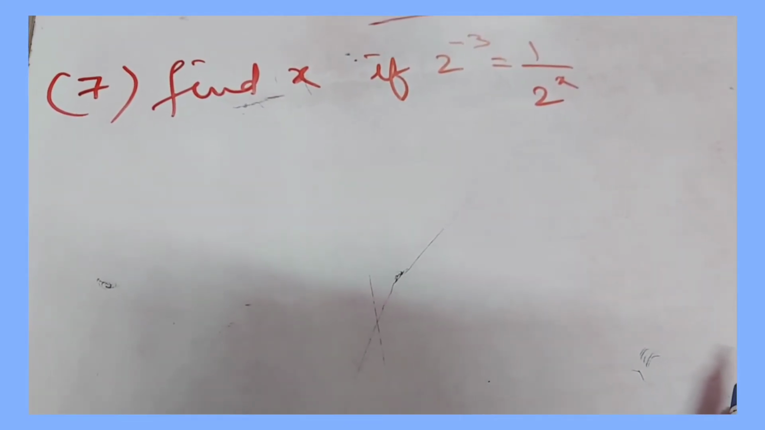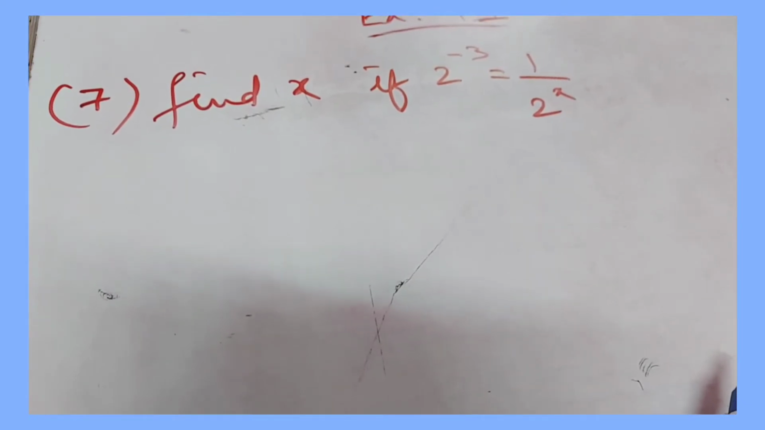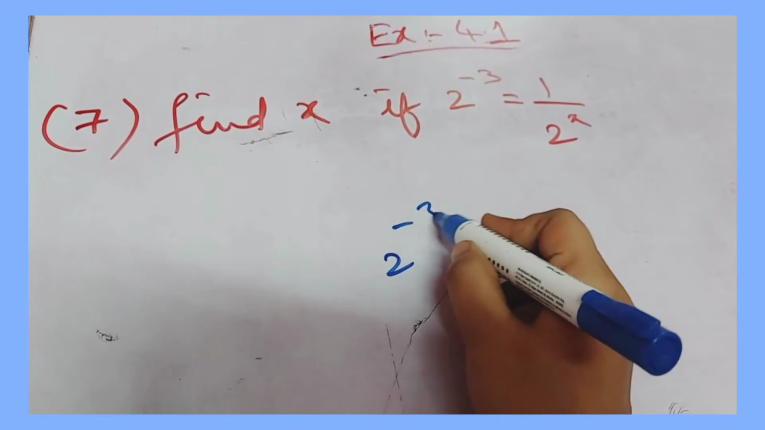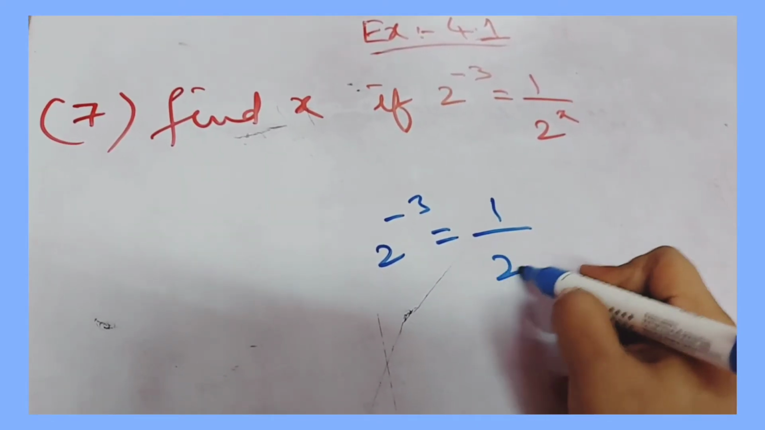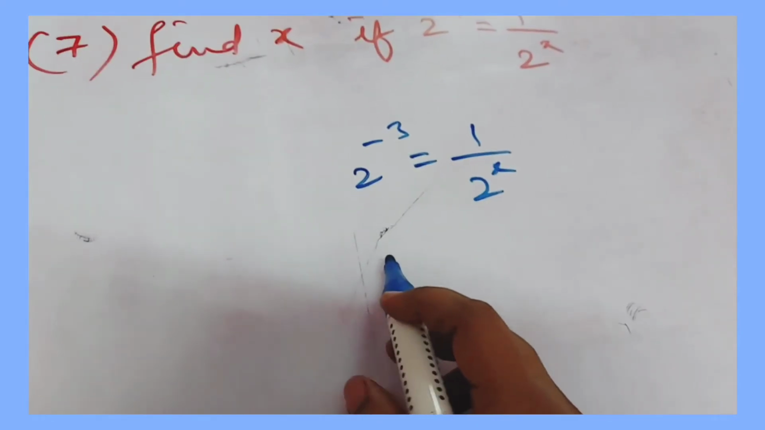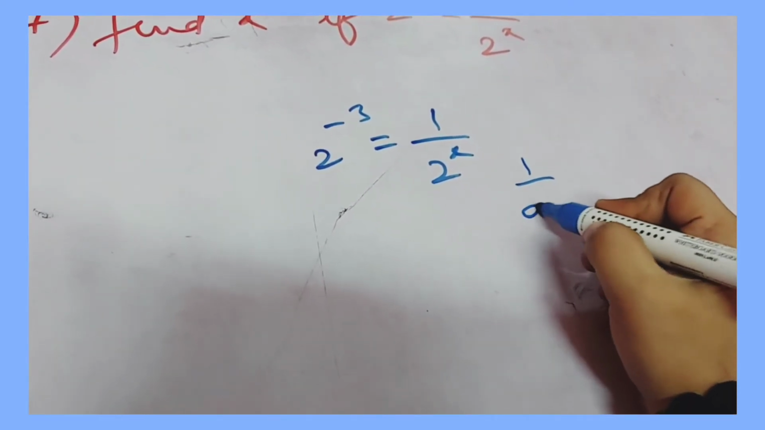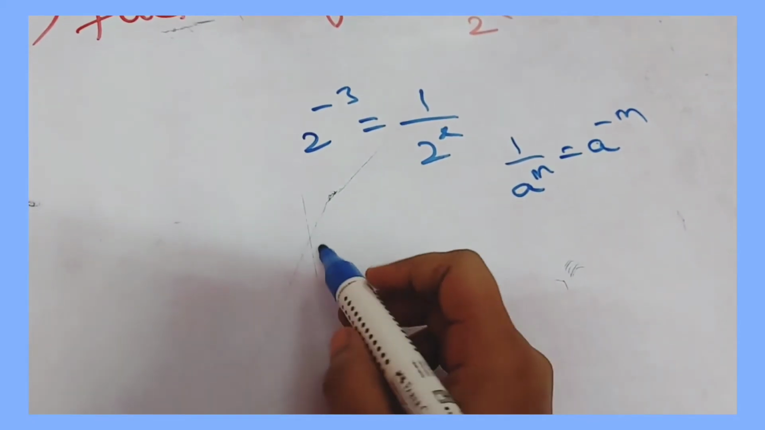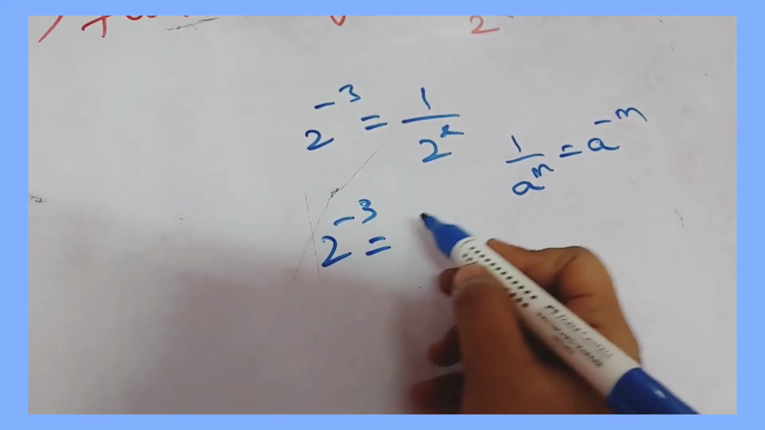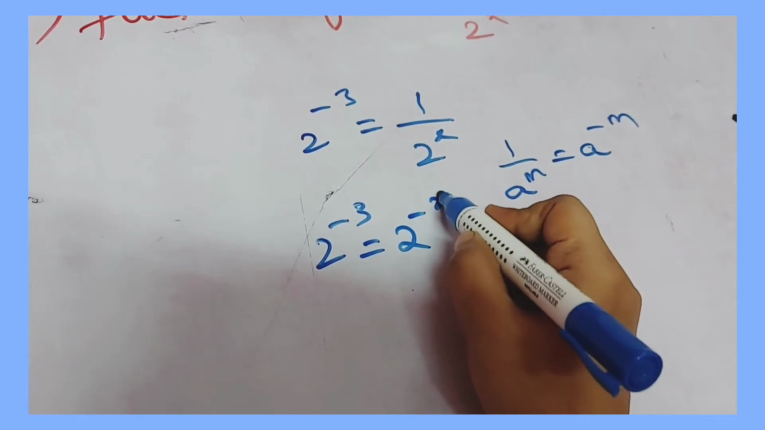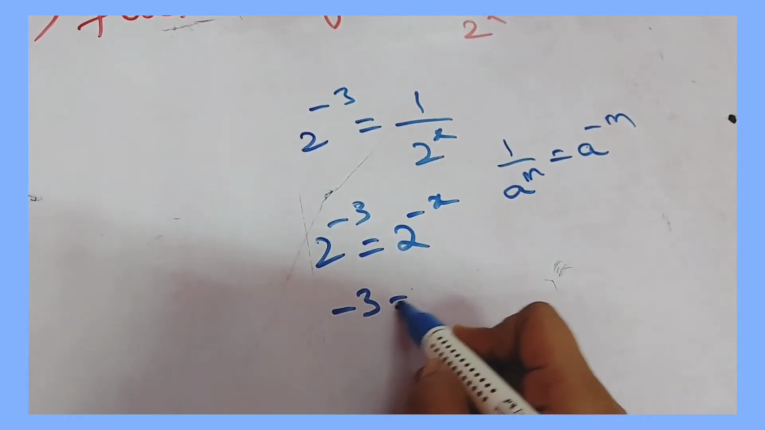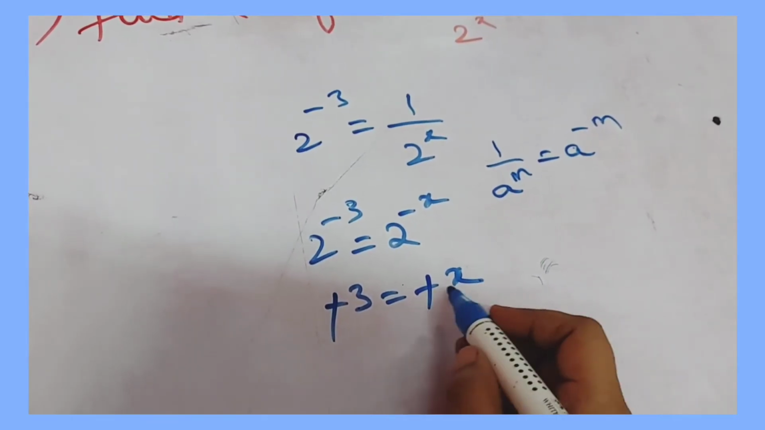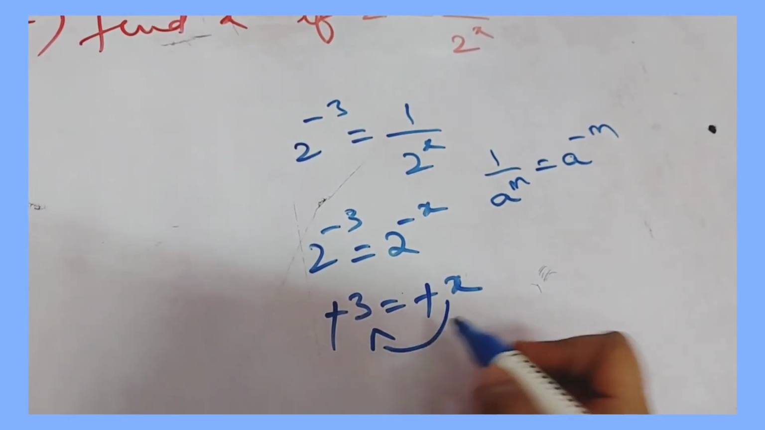Now 7th sum is find x if 2^(-3) is equal to 1 by 2^x. So now what you have to do, 2^(-3) is equal to 1 by 2^x is there. So here it is in the form of 1 by a^m. You can write it as a^(-m). So it is 2^(-3) is equal to 2^(-x) you have to write. -3 is equal to -x means you have to cancel this minus and this minus. So the answer is x is equal to 3.